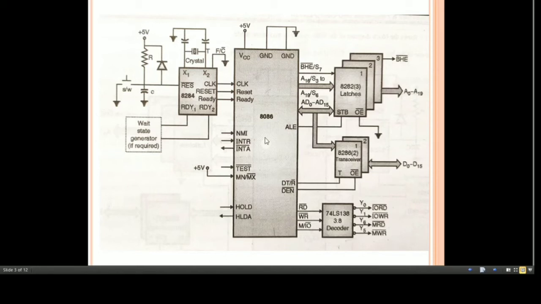Here the 8286 also uses the external clock generator 8284. This 8284 provides clock pulses at constant frequency. You can observe the clock signal of the 8284 is connected with the clock, and along with that clock, the reset and ready signals for 8086 are also generated by the 8284. So reset is connected with the reset of 8086 and ready is connected to the ready pin of 8086.